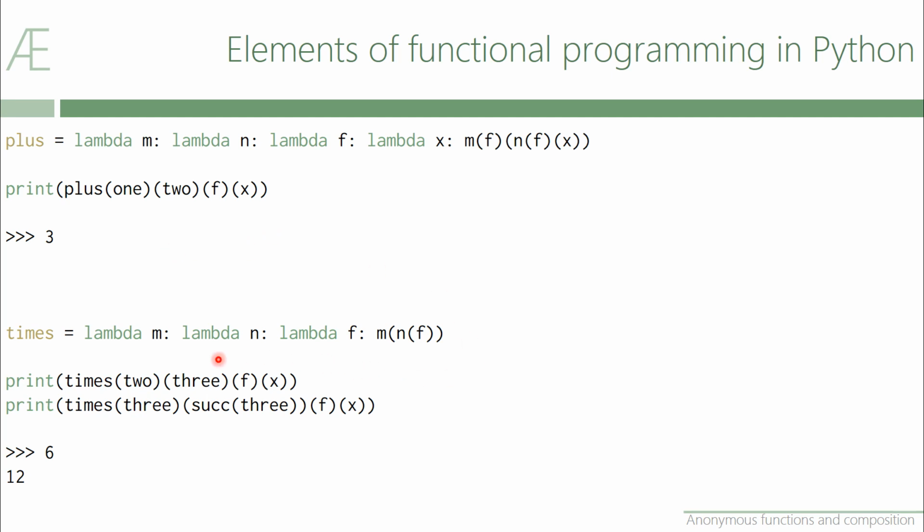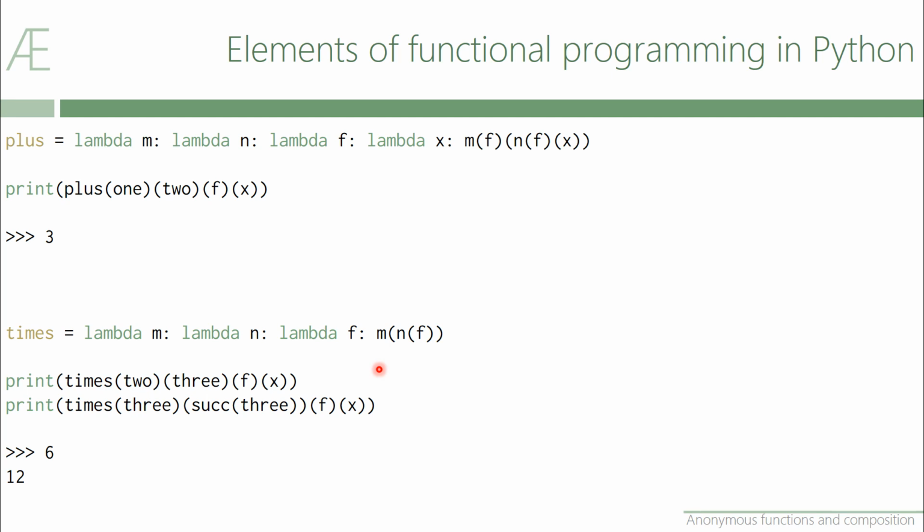Once again, the multiplication function should take numerals m and n and return a numeral m times n, which is a function such that given some other function f, it returns the result of composing f with itself m times n times. Notice that if we give to the m numeral not the f function, but the n of f function, then we get a function of x. Given x, this function will apply n of f to x m times. But what does it mean to apply n of f to x m times?